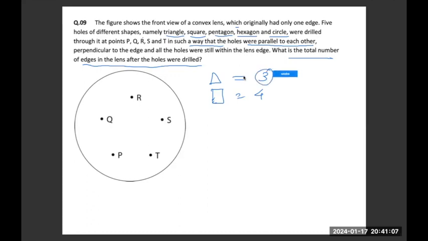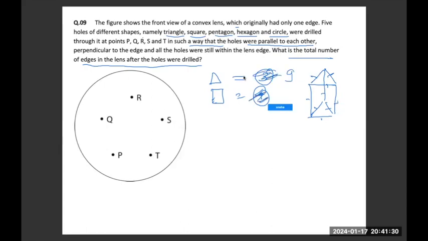This will be surfaces, and we have to find edges. This is what a triangular hole will look like. It will have 1, 2, 3, 4, 5, 6, 7, 8, and 9 edges. So I'll just write 9.